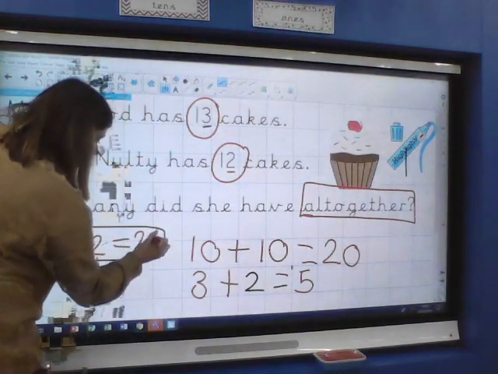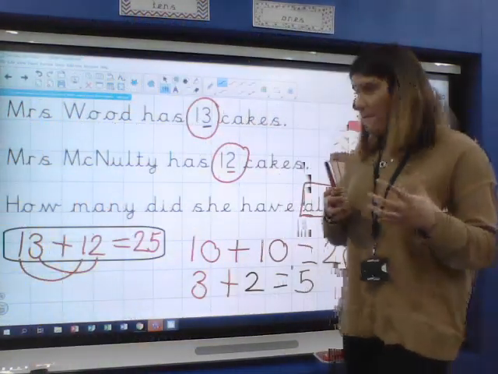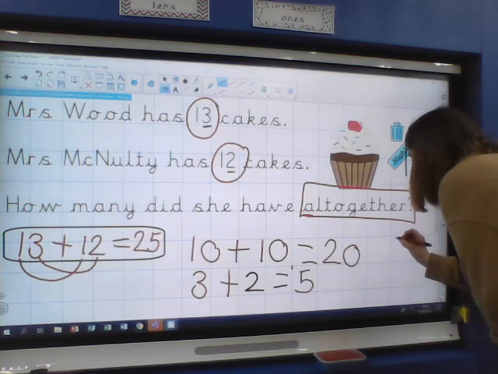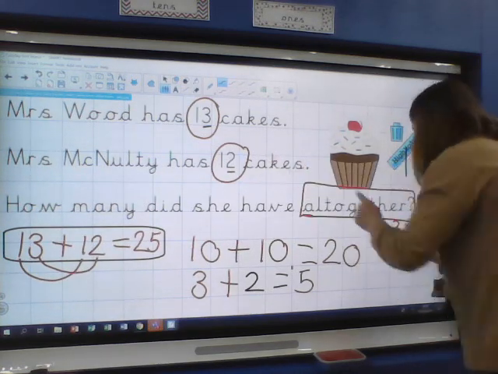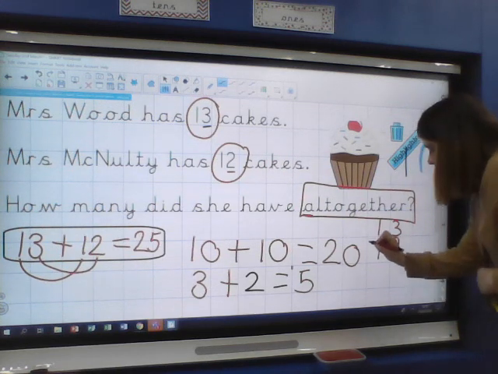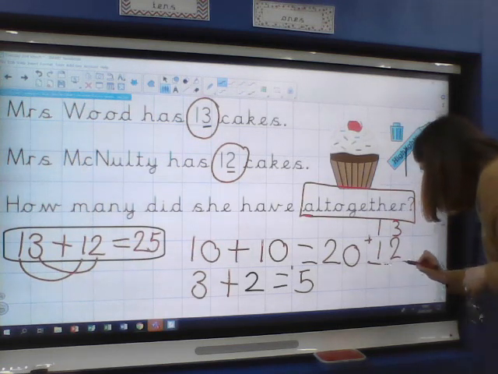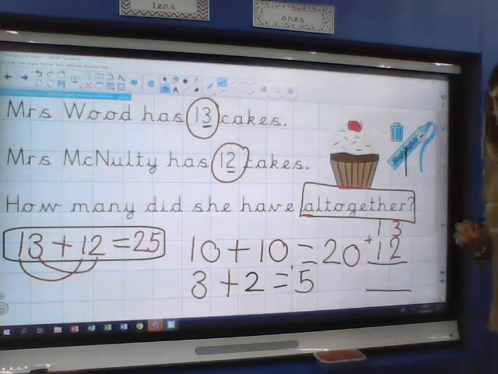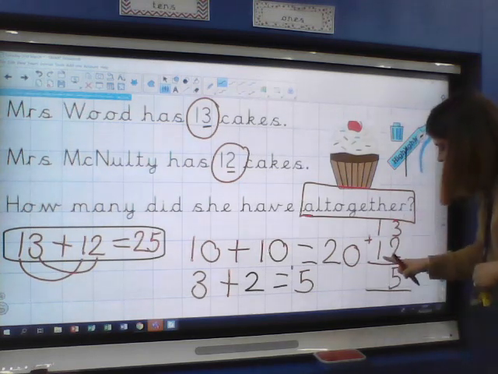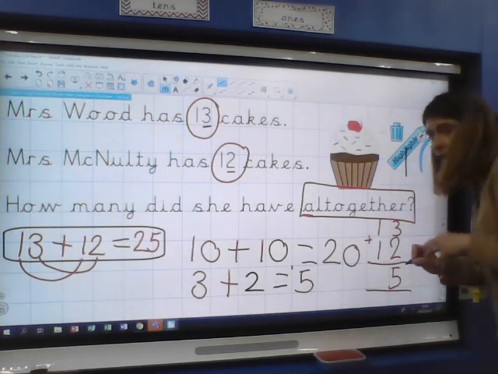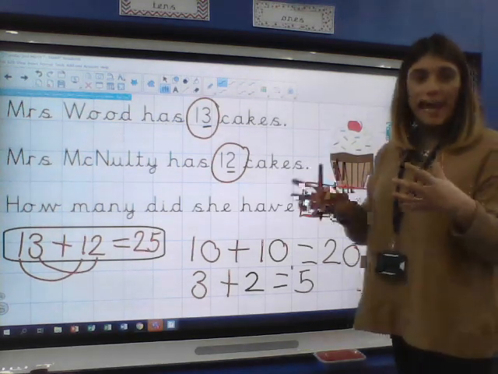So we could do it this way by partitioning, but we could also solve it using the column method. So we could also do 13 add 12. Okay, so you might remember doing the column method in our previous home learning pack. Remember, always starting with the 1s. So 3 and 2 makes 5. 10 and 10 makes 20. Remember, we can't write the 0. So 25.